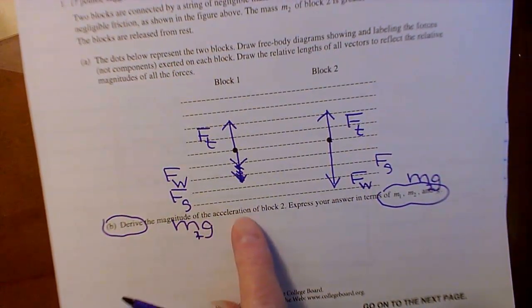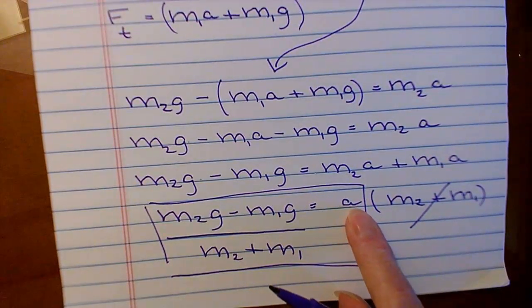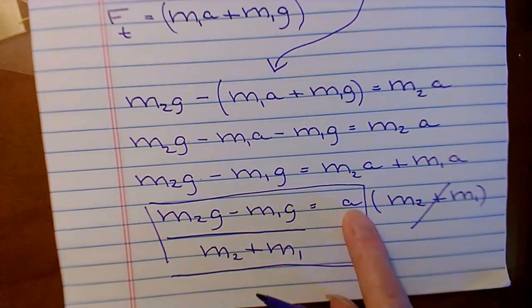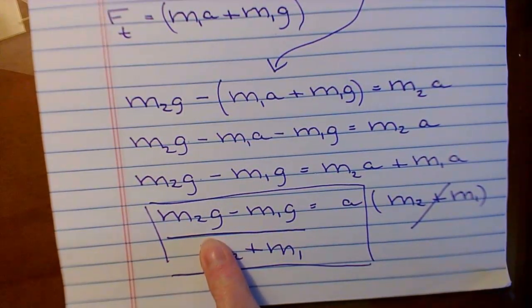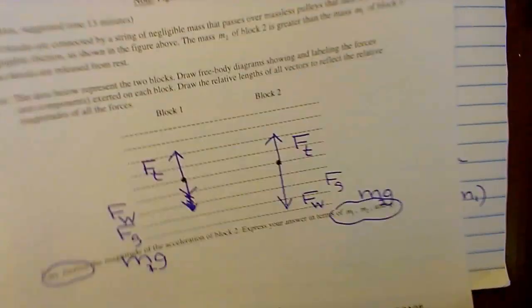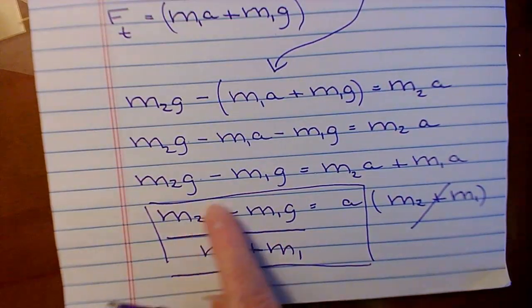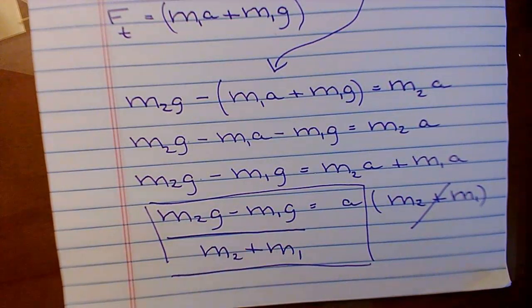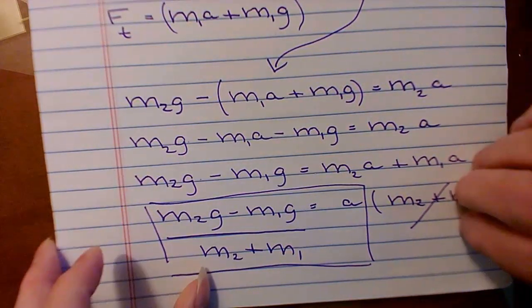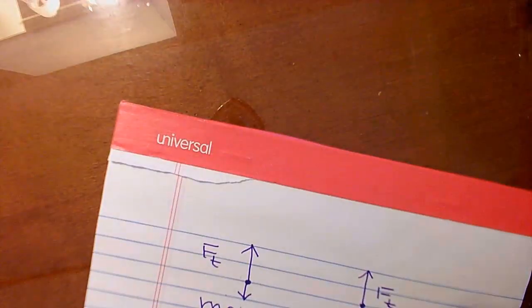Derive the magnitude of the acceleration of block 2. That is the acceleration of block 2. It's also the acceleration of block 1. They were trying to trick us. And express your answers in terms of M1, M2, G. I have M1s, I have M2s, and I have a G. So that's good. That's what I would call a typical short answer question. All right, but let's continue.